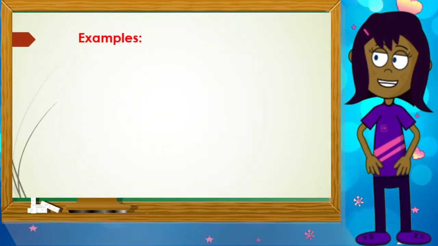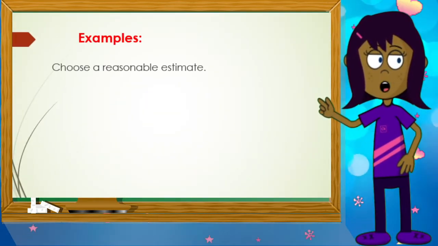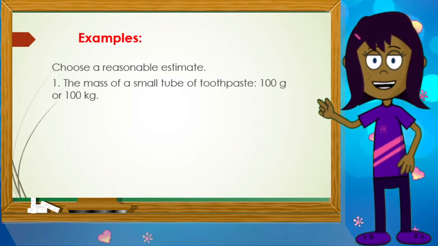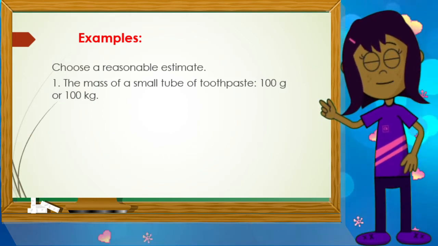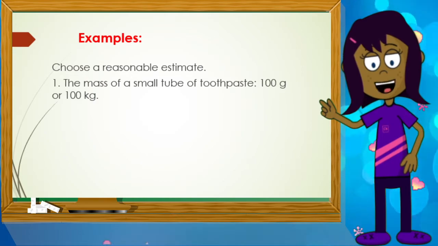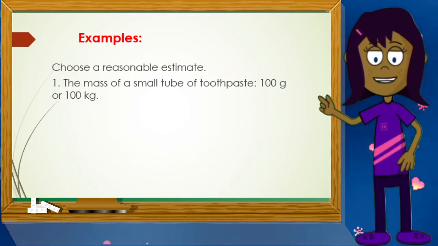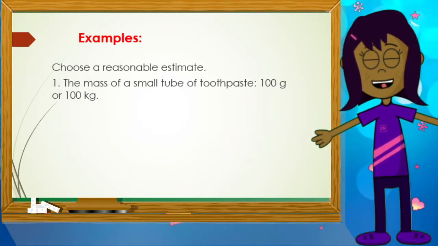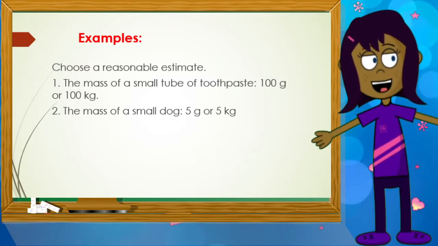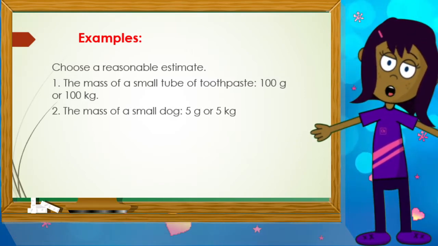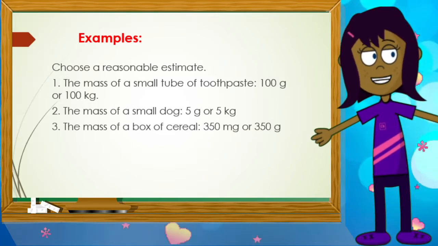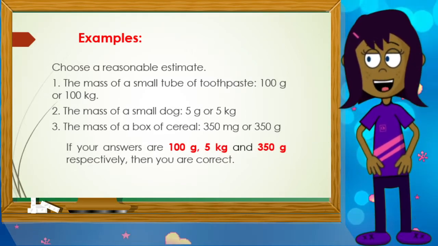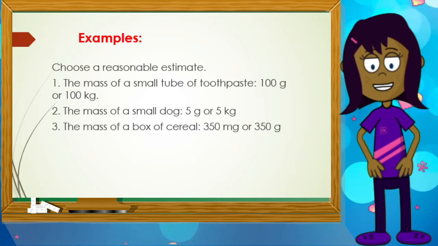So let's have an example here. Let us choose a reasonable estimate. The mass of a small tube of toothpaste, which do you think is more reasonable? 100 gram or 100 kilogram? So take note of your answer. We'll get back to that later on. The second one is the mass of a small dog, 5 gram or 5 kilogram. And the third one is the mass of a box of cereal, 350 milligram or 350 gram.